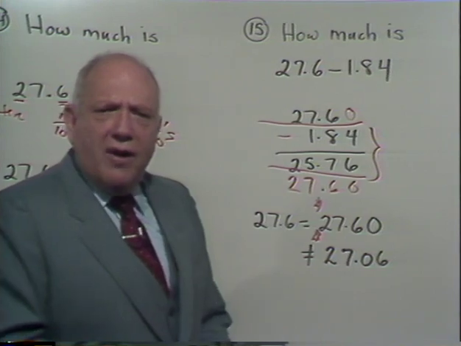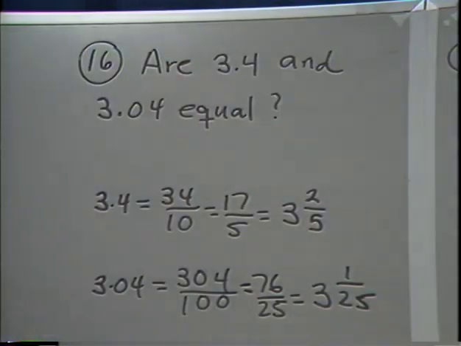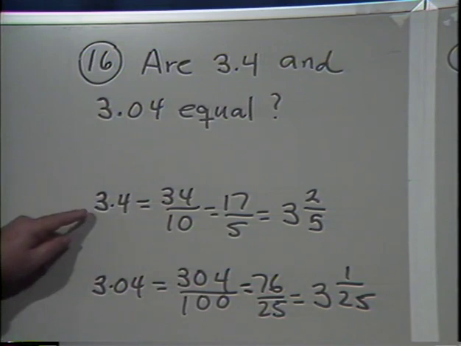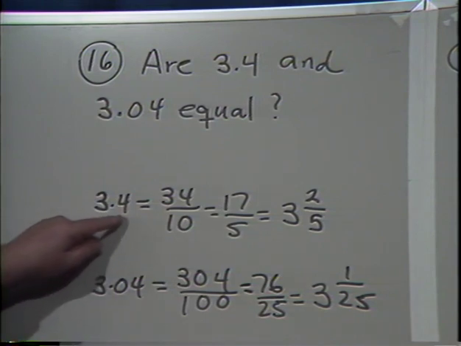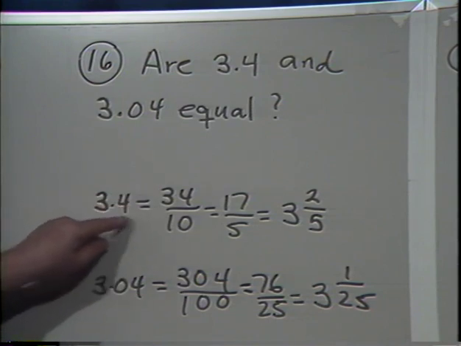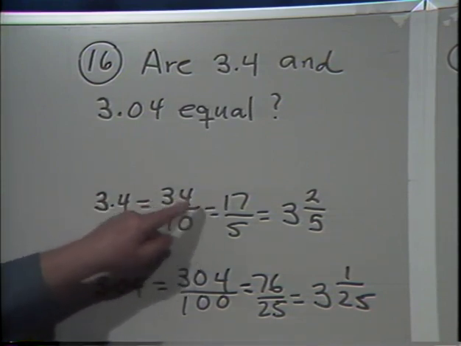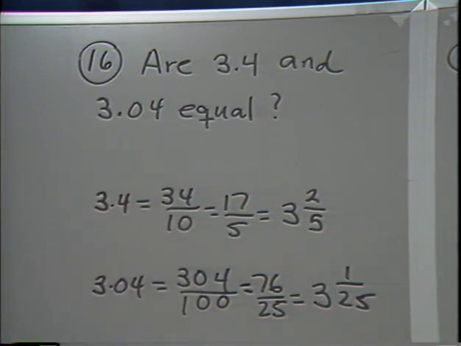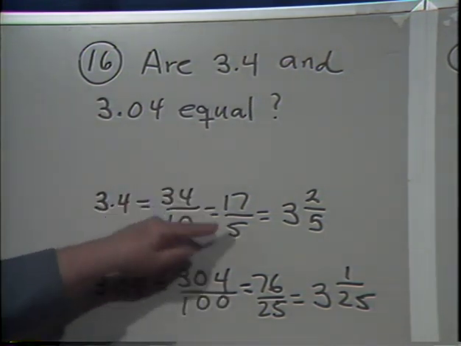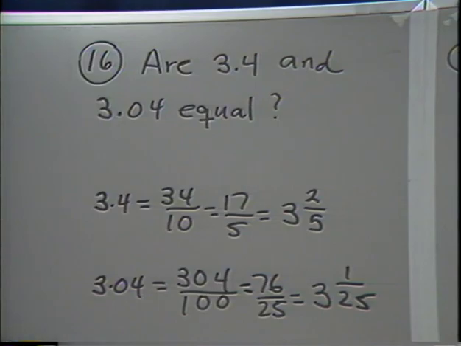Let's just work it out by our second language technique. I say 3.4 and 3.04 are equal. They obviously aren't because the 0 here pushed the 4 into a new place. Let's just do this as a second language. 3.4 is 34 over 10. See, 34 tenths. That reduces, dividing numerator and denominator by 2, to 17 over 5. 17 over 5 can now be written as the mixed number 3 2/5.